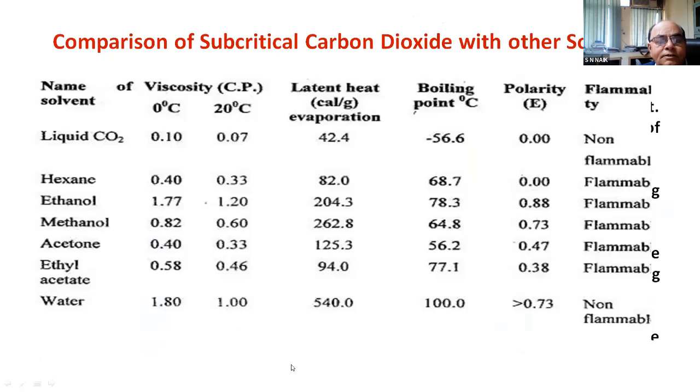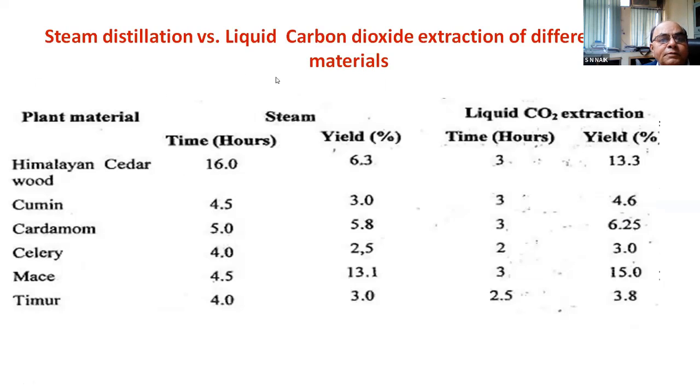You can see the liquid carbon dioxide properties compared with other solvents. Liquid carbon dioxide has viscosity 0.1 centipoise, latent heat 42.4 kilocalories, and boiling point and polarity and all that, as compared to hexane, ethanol, methanol, acetone, and methyl alcohol. We have compared many plant products like cumin, jeera. In essential oil, in 4 hour, 5 minutes you can get 3% of essential oil from the cumin.